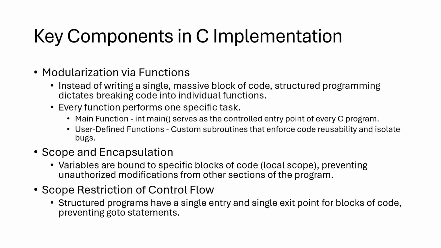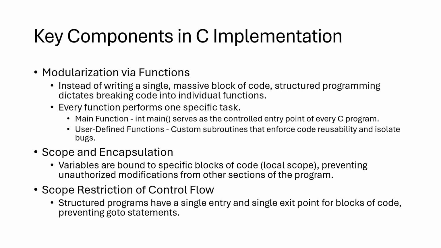The next one is scope and encapsulation. Variables are bound to specific blocks of code, so within that block we have those variables. A set of variables bound to a specific block is what we call local scope, preventing unauthorized modifications from other sections of the program. When you use a local variable, it is particular to that block. We cannot access it elsewhere, or make modifications to that variable.